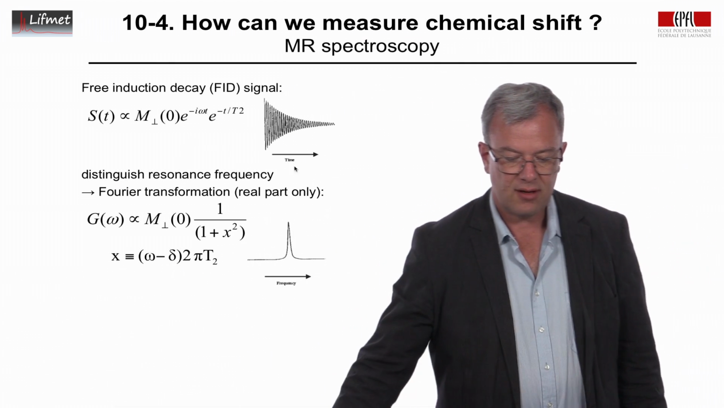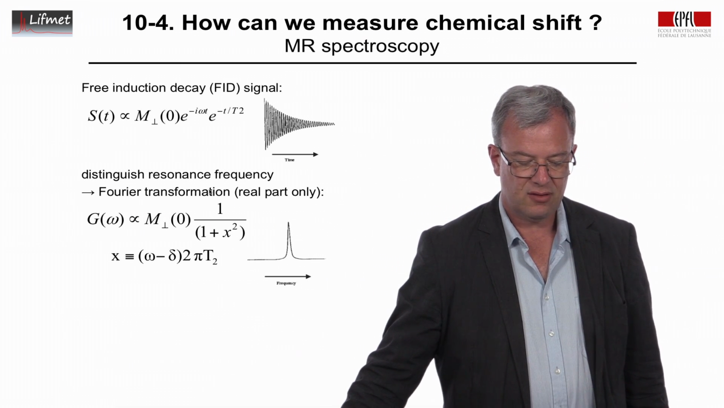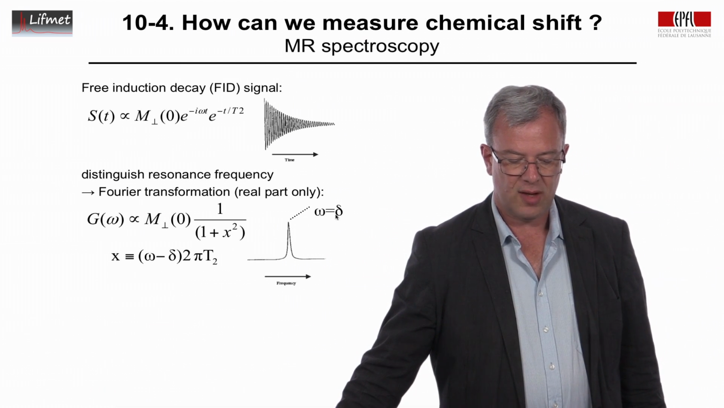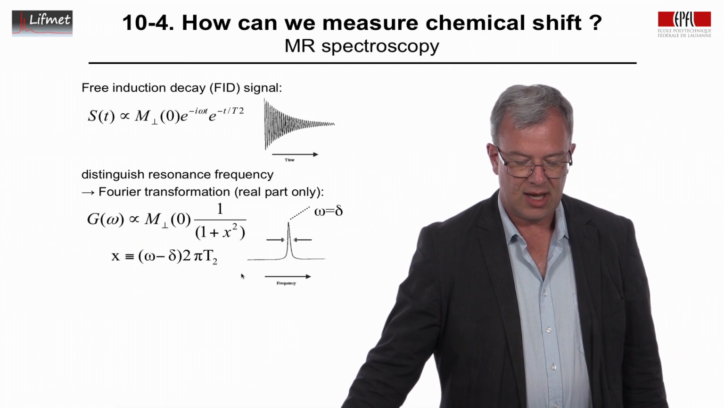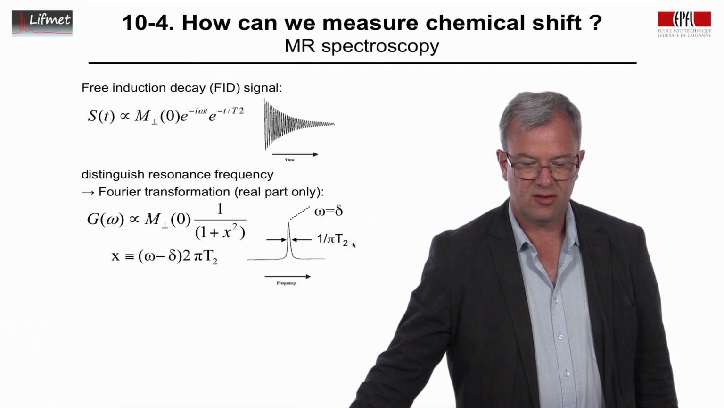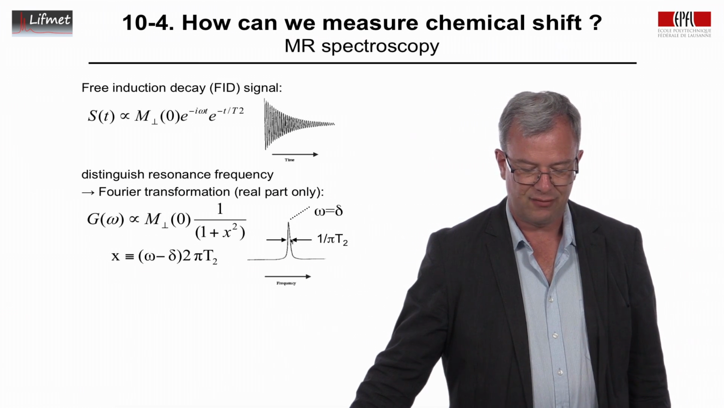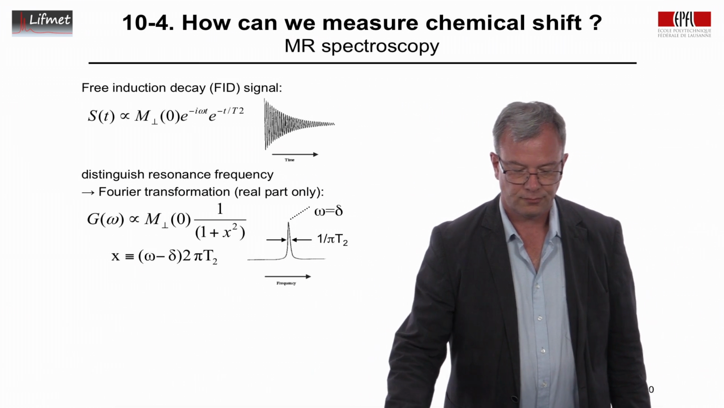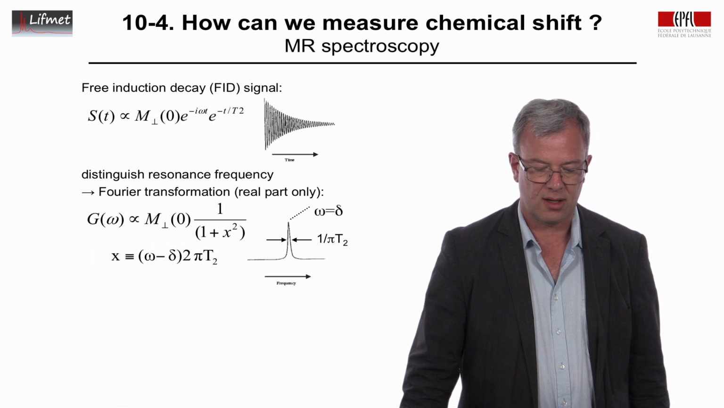So what does this look like? We take this signal, Fourier transform it, and we get this line shape. This function is a Lorentzian function. It has its maximum when omega is equal to delta, then x gets 0, this is the maximum, and the full width at half maximum is given by 1 over pi T2. That's the full width at half maximum of the Fourier transformed function, which is also called a peak.